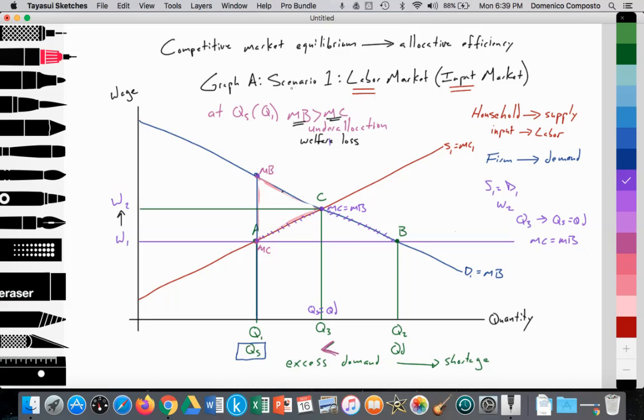The next video will look at scenario 2, when wage is set above the equilibrium wage, and then what happens. That's an overallocation. And then we'll have another 2 videos looking at an output market, illustrating essentially the same concept. And that's it.